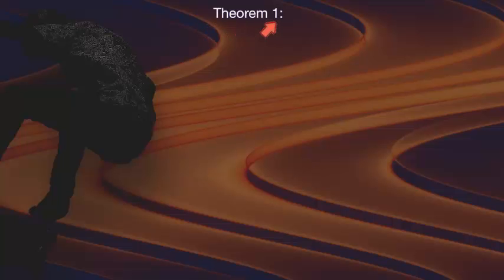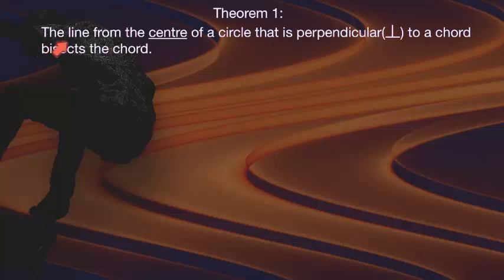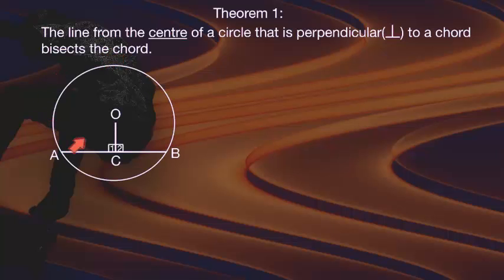Today we're looking at theorem 1, which says that the line from the center of a circle that is perpendicular to a chord bisects the chord. Now what does all of this mean? Well, when we start at the center of a circle and we draw a line down perpendicular on a chord, it means that this chord will be bisected, which basically means that AC will have the same length as BC. Now let's show the proof.